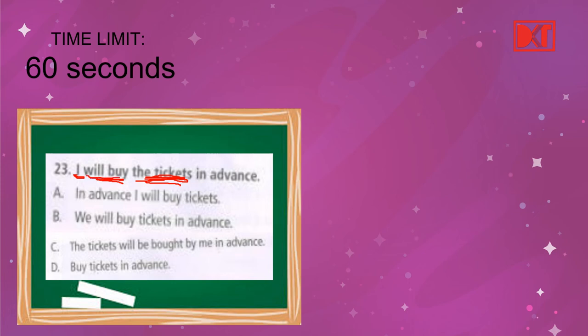So this we will form into a past participle. We will say the tickets will be bought. And then what do we insert? By. By whom? This I, how do we convert it? To me. The tickets will be bought by me in advance. This adverb will remain the same. So the correct answer here is C. The tickets will be bought by me in advance. All right.